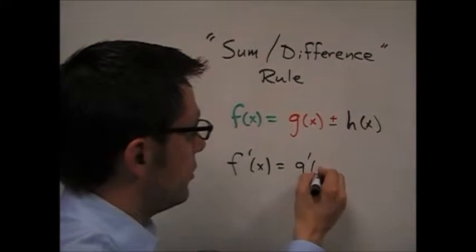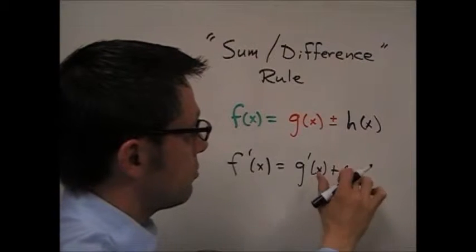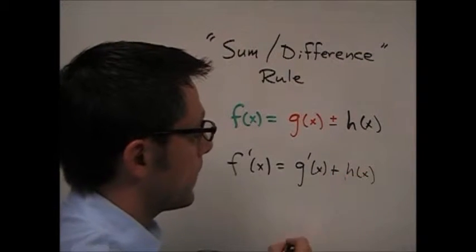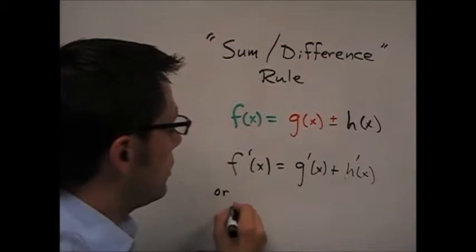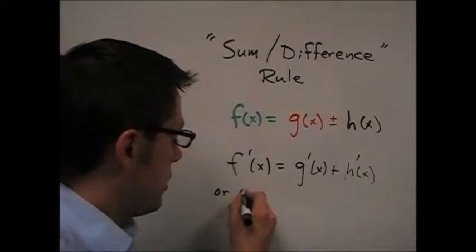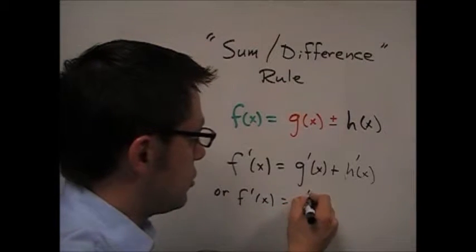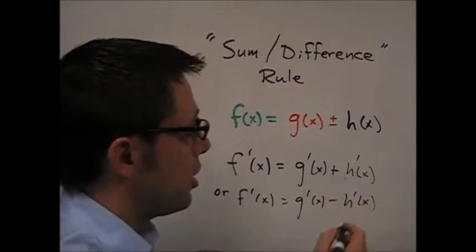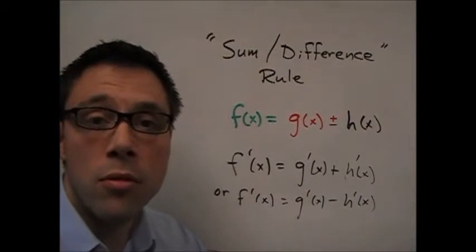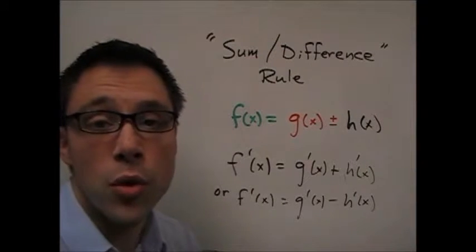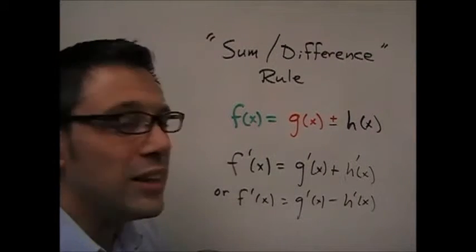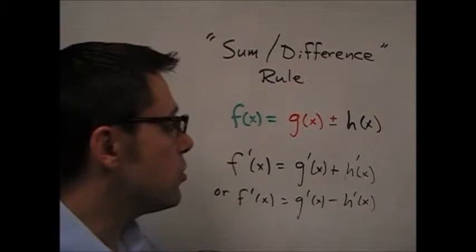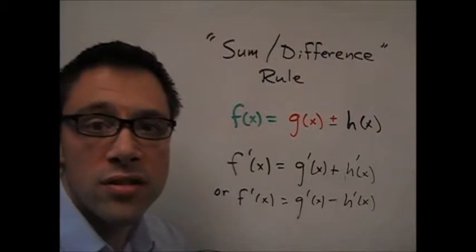Okay? So in fact, this is the sum difference rule, that f's derivative at x is going to be g's derivative at x plus h's derivative at x. Or, if they're defined as the difference, it'll be g's derivative at x minus h's derivative at x, depending on whether it's the sum or the difference. Okay, so in other words, the derivative is a linear operator. In other words, it's going to operate across a plus or a minus symbol.